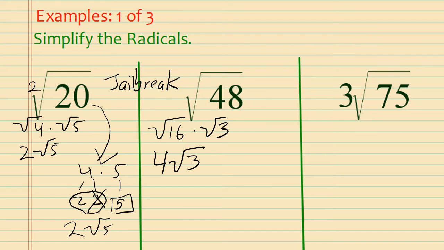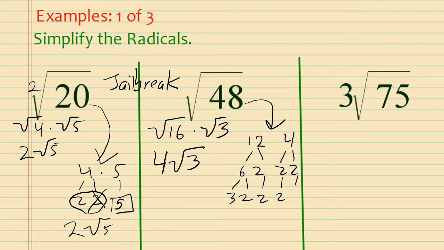If we were to do the jailbreak method, I could rewrite this as 12 times 4. 12 is 6 times 2. 4 is 2 times 2. 6 is 3 times 2. I bring everything else down. Again, it takes a pair to break 1 out of jail, so I circle a pair. 1 dies, 1 escapes. Circle a pair. 1 dies, 1 escapes. All of this is going to be multiplied.